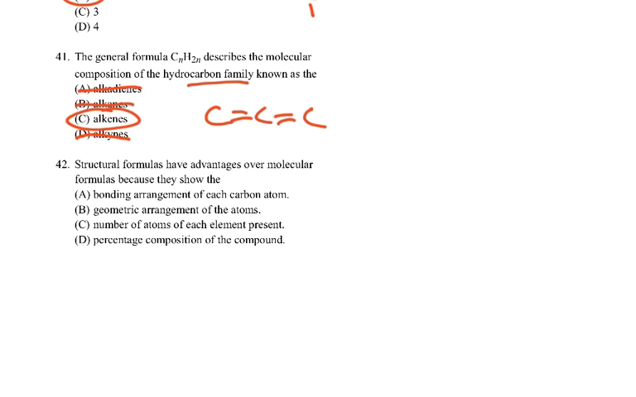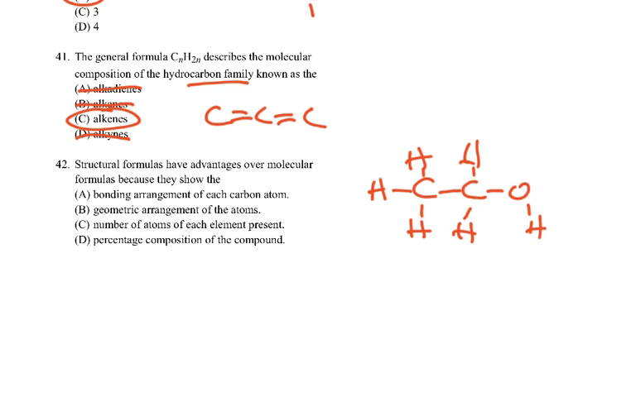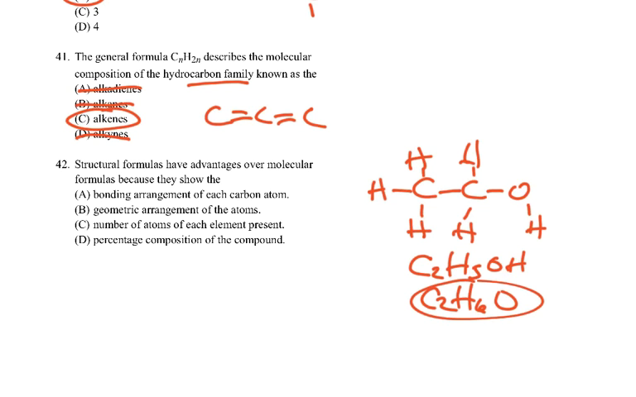Structural formulas have advantages over molecular formulas. Structural formulas are when we do this to show who is connected to who. Because if I look at this and say C2H5OH, or I could just say C2H6O, well, if I told you that, you wouldn't know whether this is the formula or maybe it's something with carbons with oxygen between.